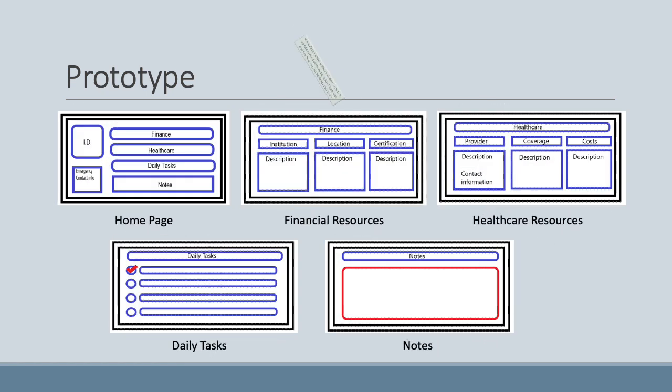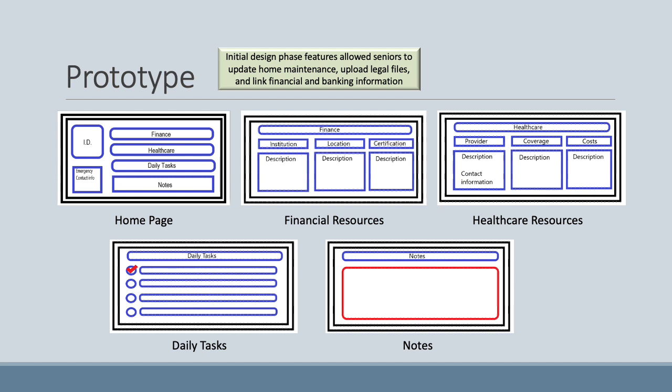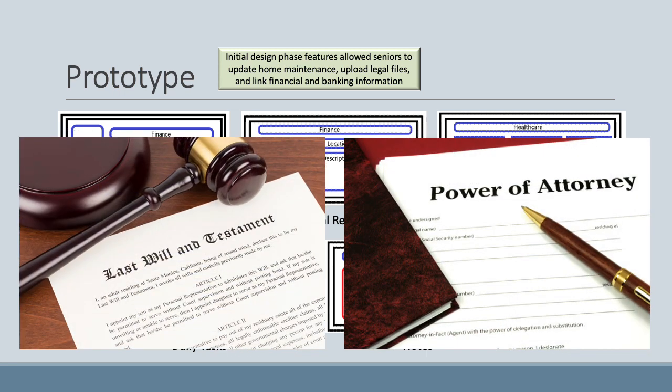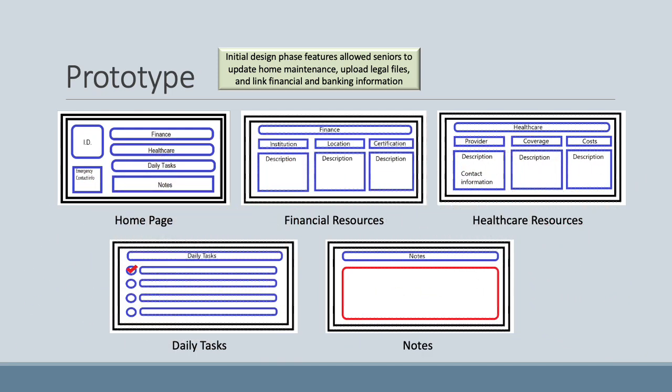In our initial design phase, we discussed several feature options that included the ability to update and request home maintenance, a place to upload and update legal file documents such as power of attorneys, wills, and post-care requests, as well as the ability to link financial and banking information.